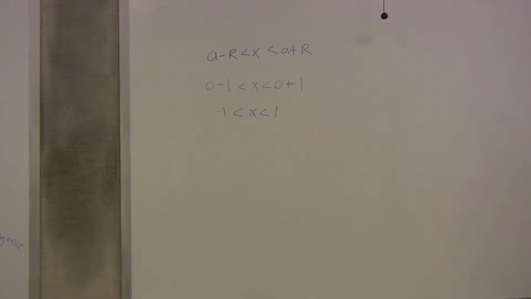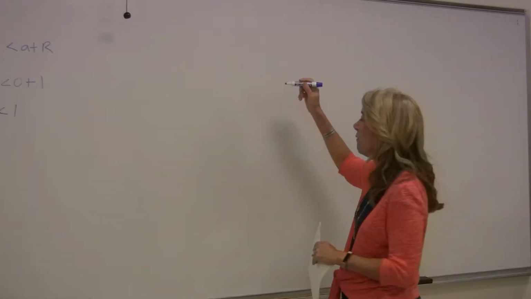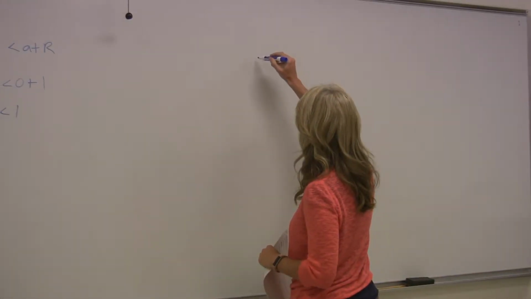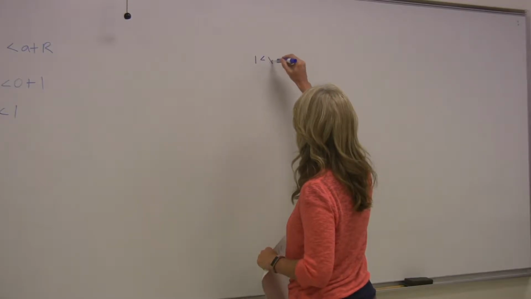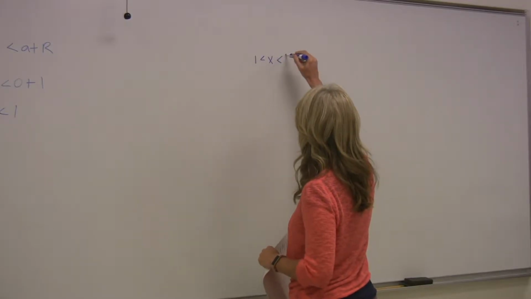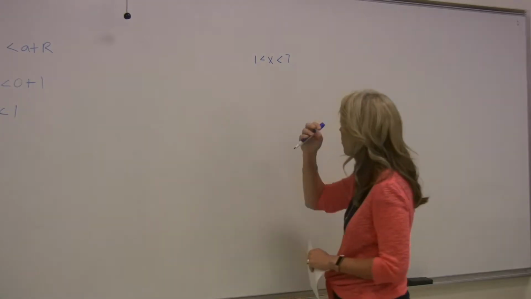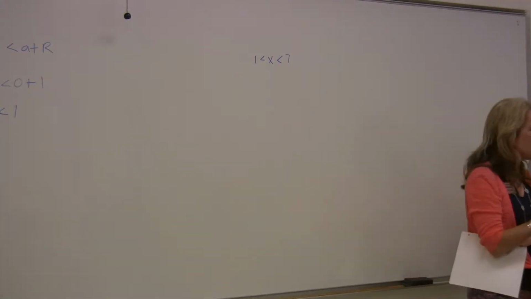But let's say the center wasn't 0, like this other one I made up over there. If the center wasn't 0, your interval might look like, let me make this up, 1 less than or equal to x, less than or equal to 7. Making sure that works. See, that's my interval.